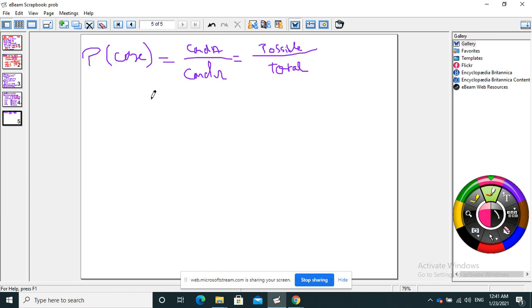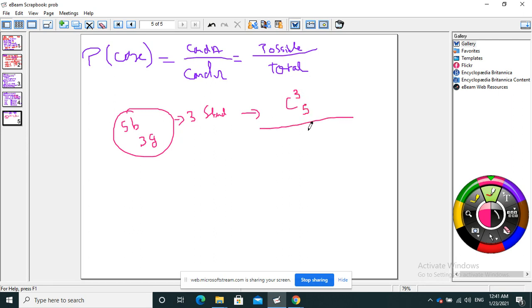Let's suppose that we have in a class 5 boys and 3 girls, and I'm choosing, for example, 3 students. What is the probability that those 3 students are boys? To choose 3 boys, I need to choose them from the boys, and we did this before. It's C(5,3) over the total. The total, you are choosing 3 out of how many? 8.